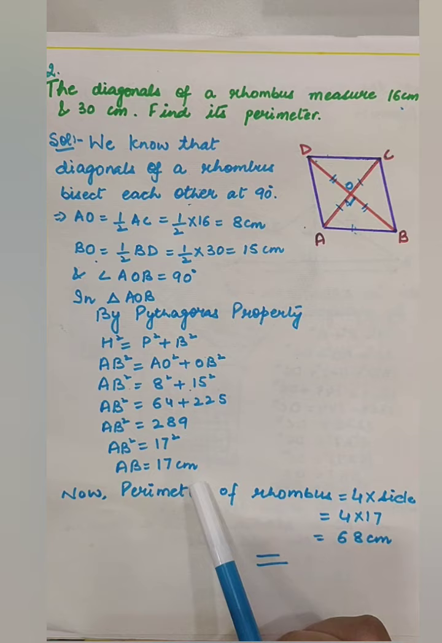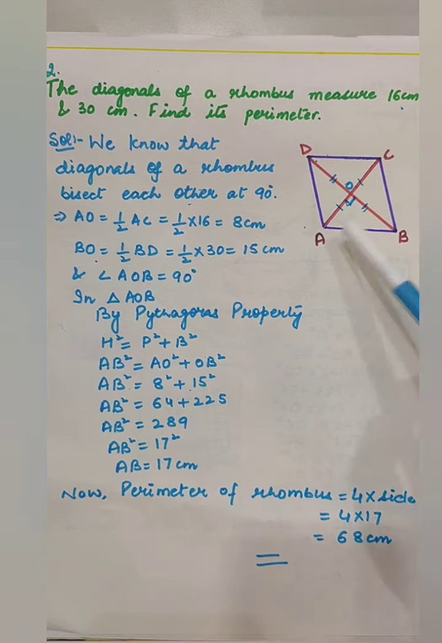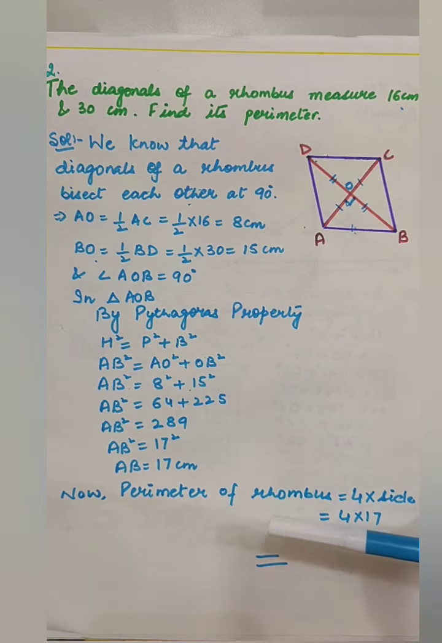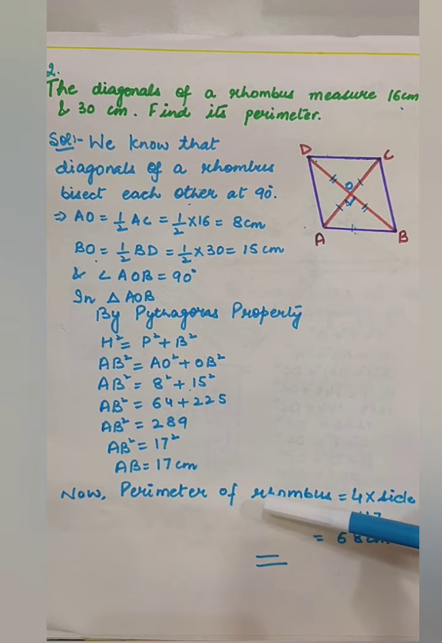So we got the length of the side of the rhombus. Now we are able to find the perimeter of the rhombus, that is 4 multiplied by side. So this is 4 multiplied by 17, which is 68 centimeter.